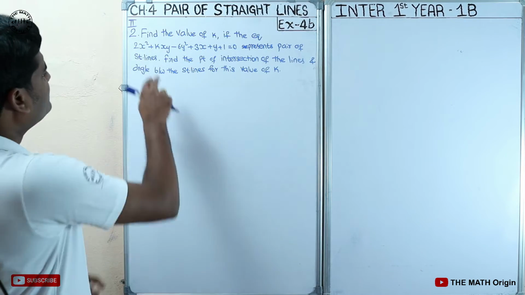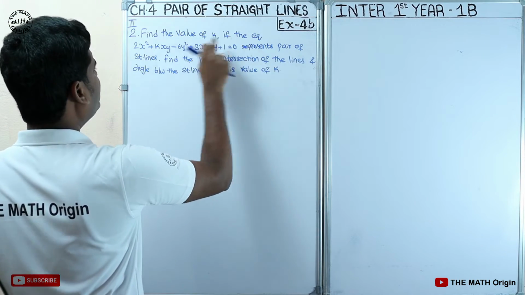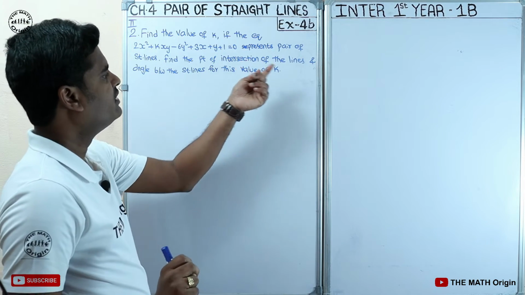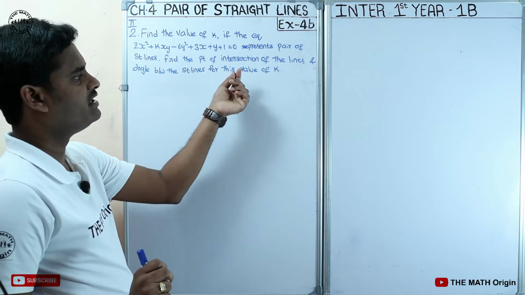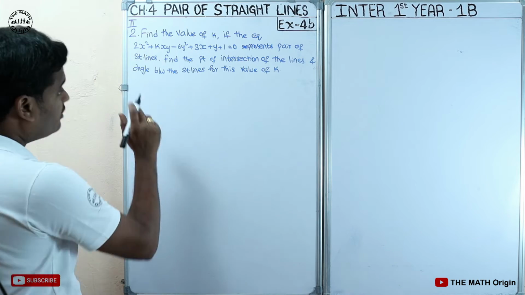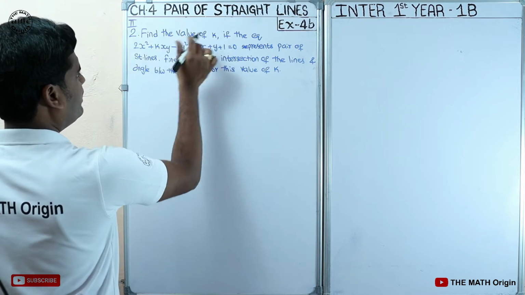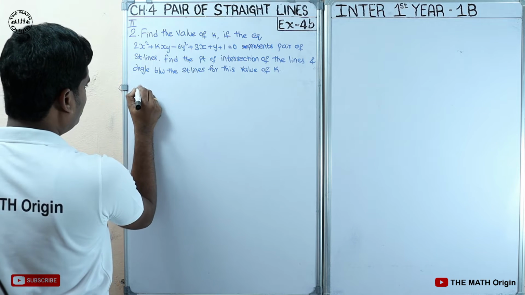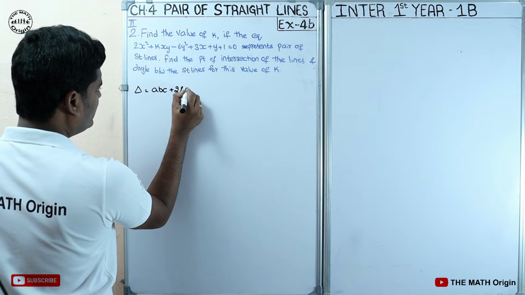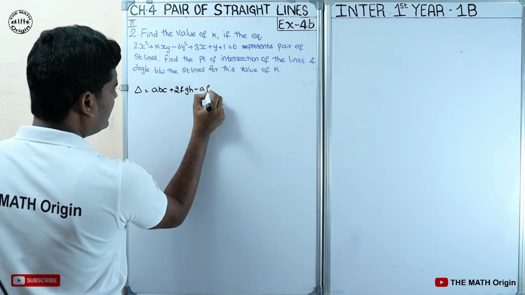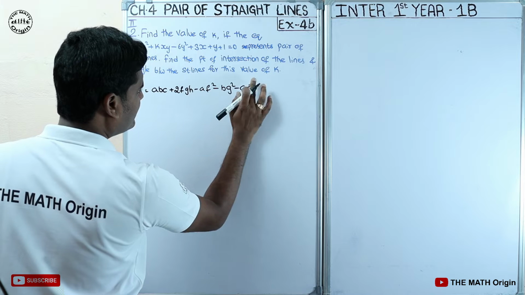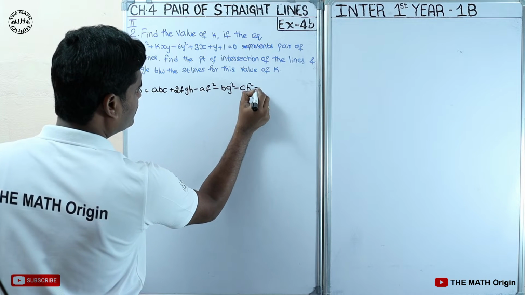Second question from the second section. Find the value of k if the equation represents a pair of straight lines. Find the point of intersection of the lines and the angle between the straight lines for this value of k. Okay, first from the equation, to find the value of k, we have a formula: abc plus 2fgh minus af square minus bg square minus ch square equals 0.